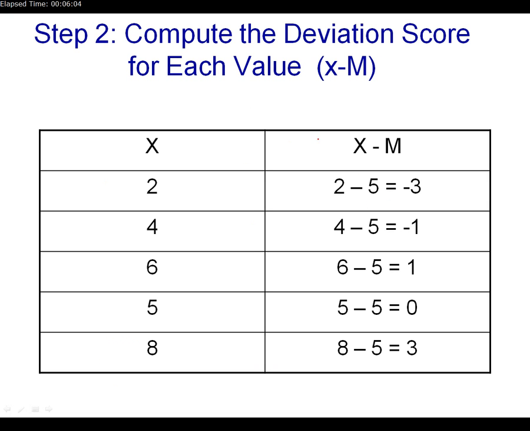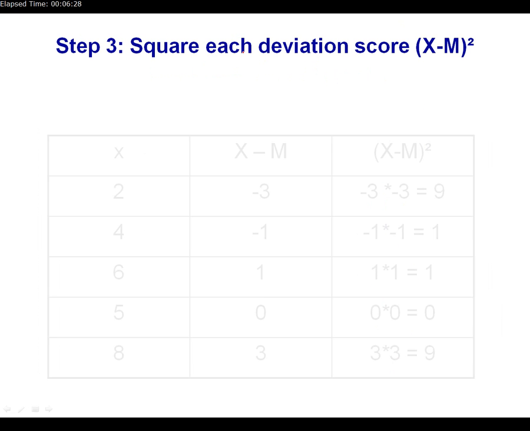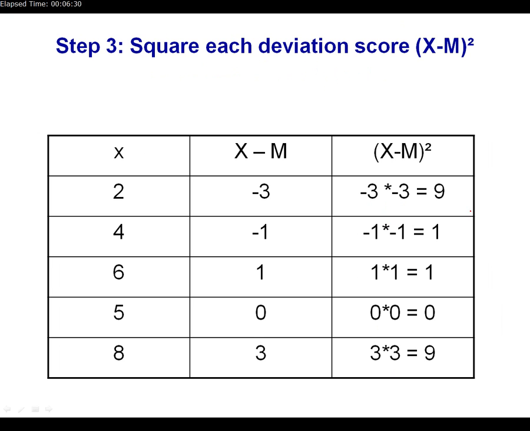So we're going to deduct 5 from each one of the scores. We have no negatives in here, so we don't have to worry about negative numbers. And we come up with values of 3, 1, negative 1 rather, 1, 0, and 3. And now we have a couple of negative numbers. Here's what we're going to do. We're going to square each deviation score. So there you go. What are they going to do when we square them?